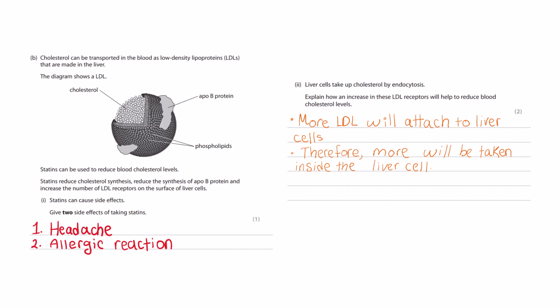Statins can cause side effects. Give 2 side effects of taking statins. This is basically asking you side effects of taking medicine. So number 1, headache, and number 2, an allergic reaction.